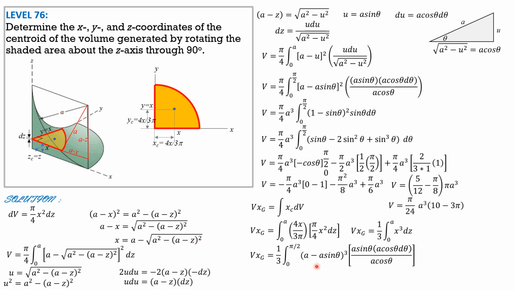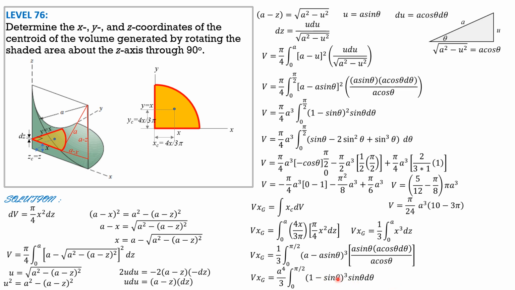So remember, a minus a sine theta quantity cubed, then dz is u du over square root of a squared minus u squared. So this is u du over square root of a squared minus u squared, which is a cosine theta. So cancel a cosine theta. Simplifying, volume times x sub g equals a to the fourth over 3 integral 0 to pi over 2 of 1 minus sine theta quantity cubed, then we have sine theta d theta.